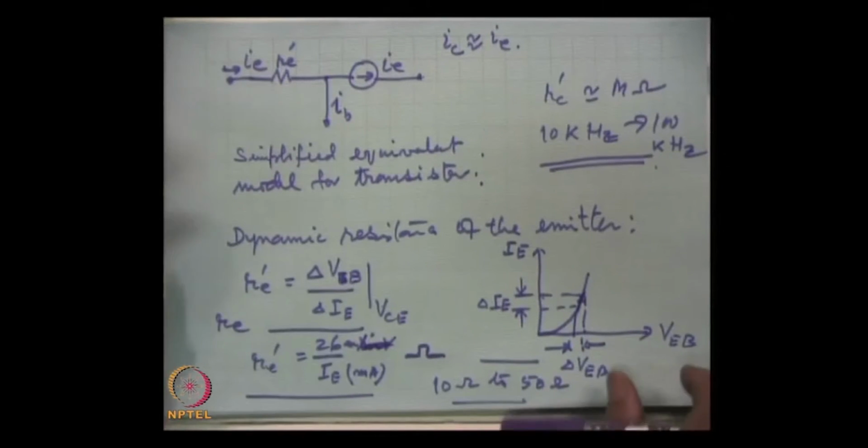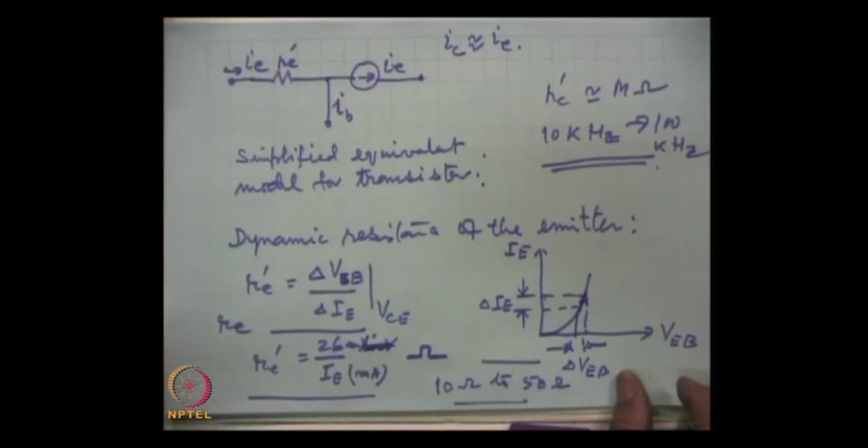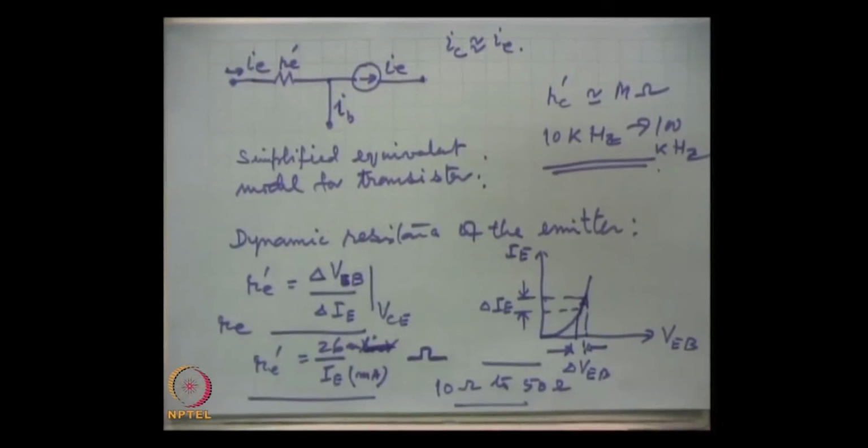So, this is about the model, and we will use this model. Let us take an example of how we can find out the three currents in a circuit. The three currents are the collector current, the emitter current, and the base current. Let us consider this simple circuit.